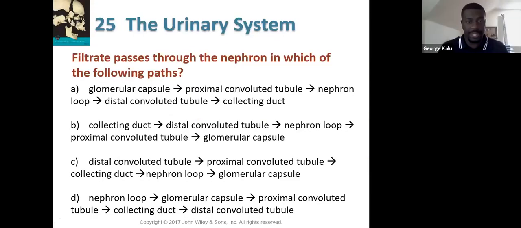So question here. A filtrate passes through the nephron. Which of the following paths? So again, I'll let you read over that and then let me know what you guys think.